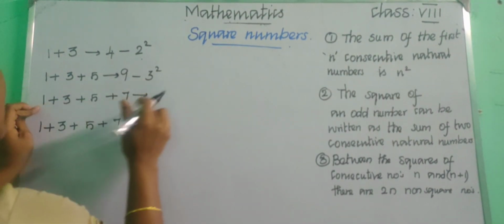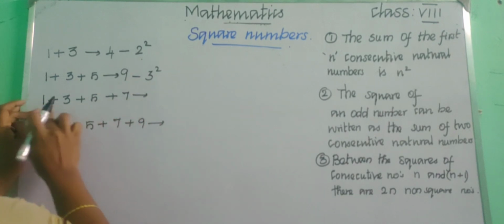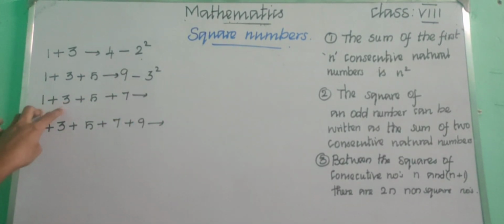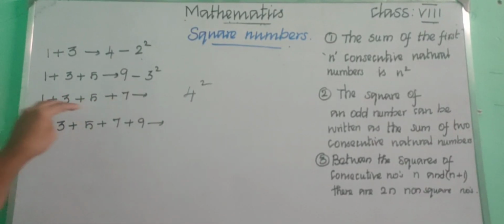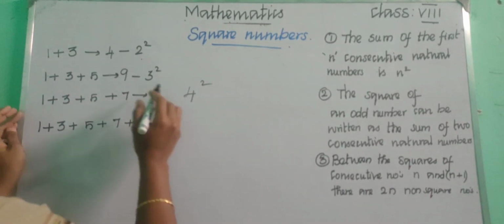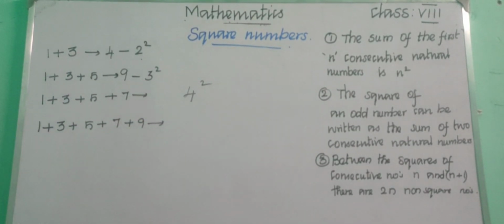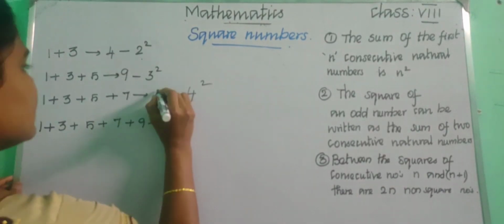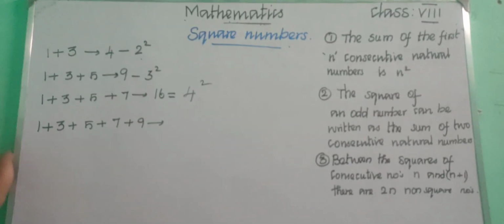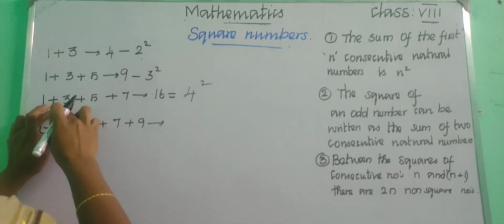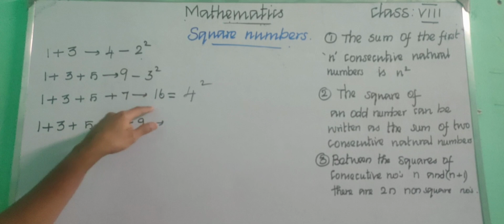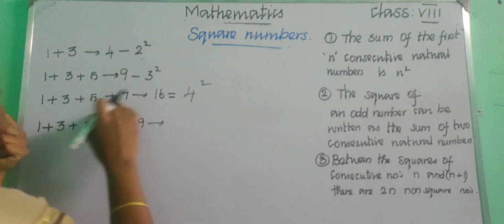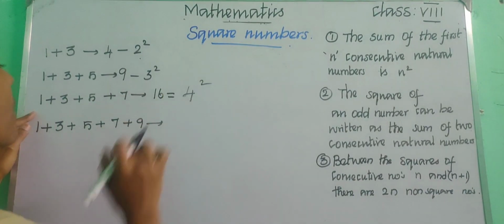And see, we can write 1, 2, 3, 4. 4 consecutive odd numbers, right? So we can write 4 squared. And then you can add and check. So 9 plus 7, what will you get? 16, is it, children? So 1 plus 3 is 4, 4 plus 5 is 9, 9 plus 7, we will get 16. So we can write 4 squared. For writing the 16, we can write 4 squared directly.